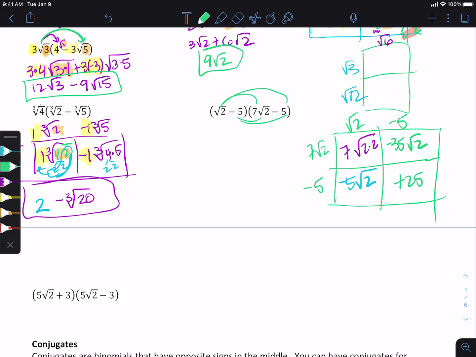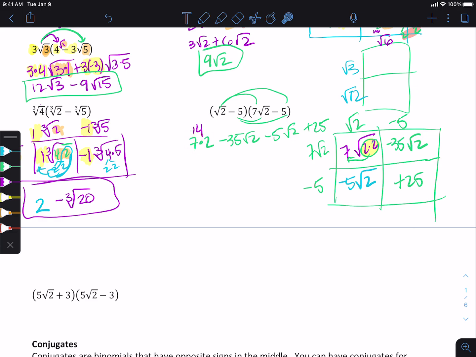Okay. Now, notice here that we have a pair of 2's. So this pair of 2's can really come out of the radical. So I really have 7 times 2, and then minus 35 root 2 from this box, minus 5 root 2 from this box, and then plus 25, right? So I'm just going to put 14 above my 7 times 2 because I can simplify that here.